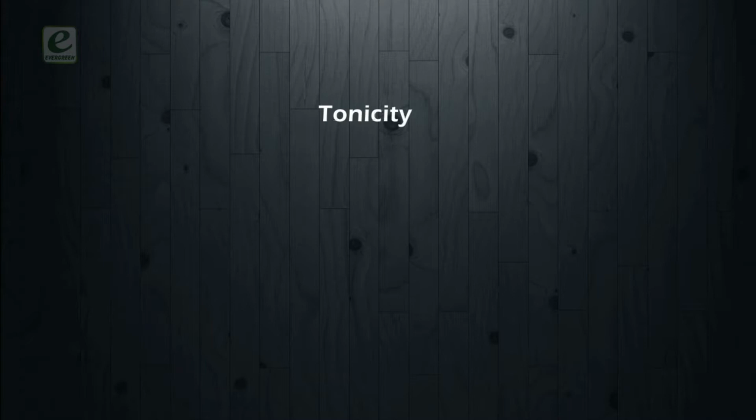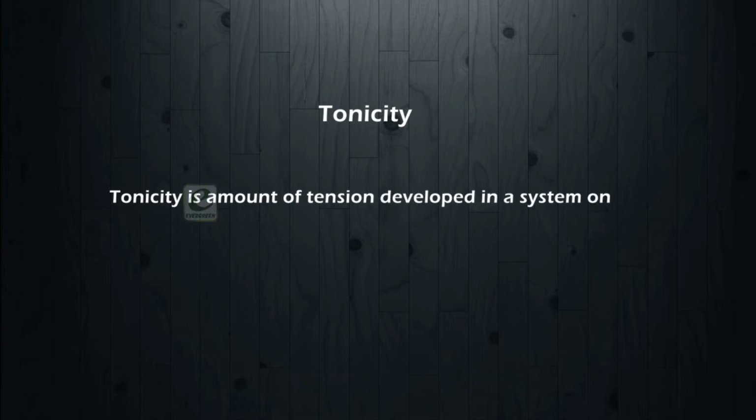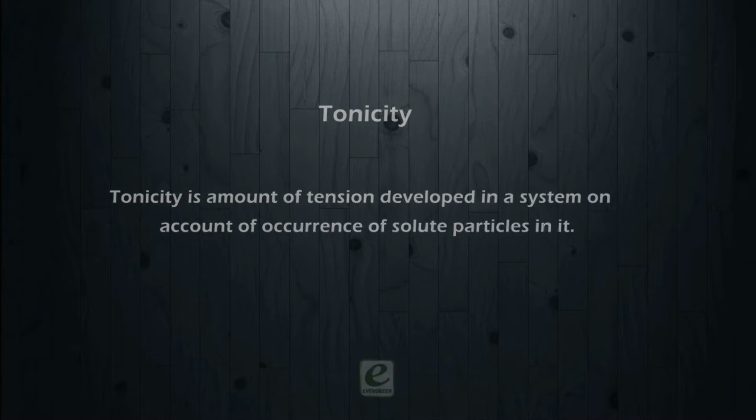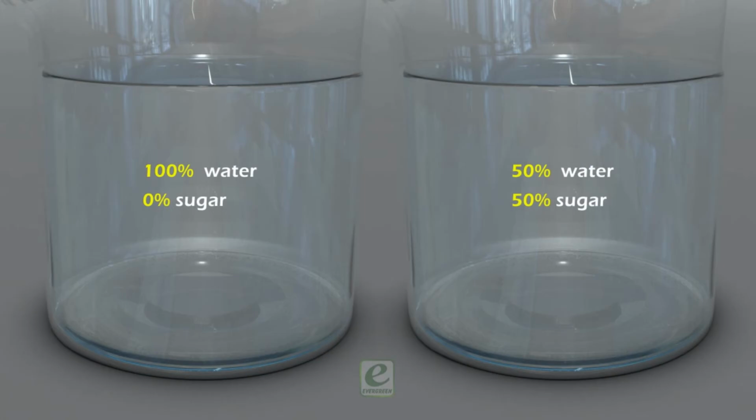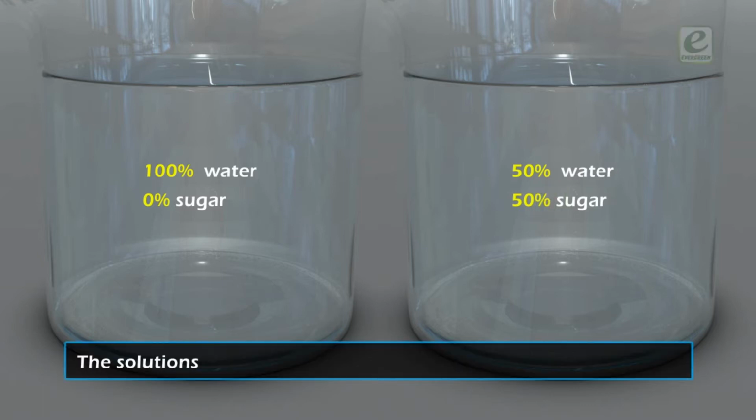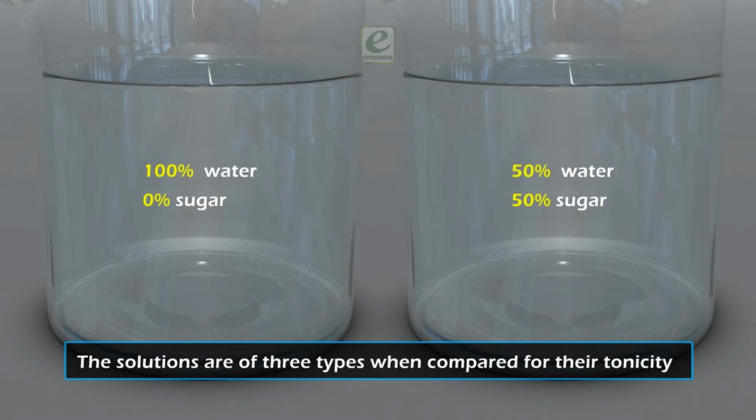Tonicity. Tonicity is the amount of tension developed in a system on account of occurrence of solute particles in it. It is usually determined when two solutions or systems are compared for their osmotic pressure.